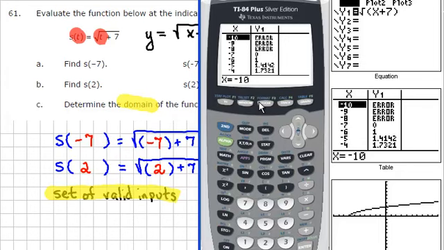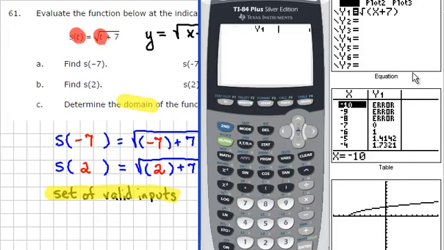Let's take a look at a graph to see how the graph corresponds to this as well. We'll want a good viewing window. To get a good viewing window, let's go to Zoom and select Zoom Standard. Notice that the graph starts over on the left at negative 7 and then continues on to the right. So that indicates that the domain, the first number in the domain, is at negative 7, and then the graph continues over to the right.